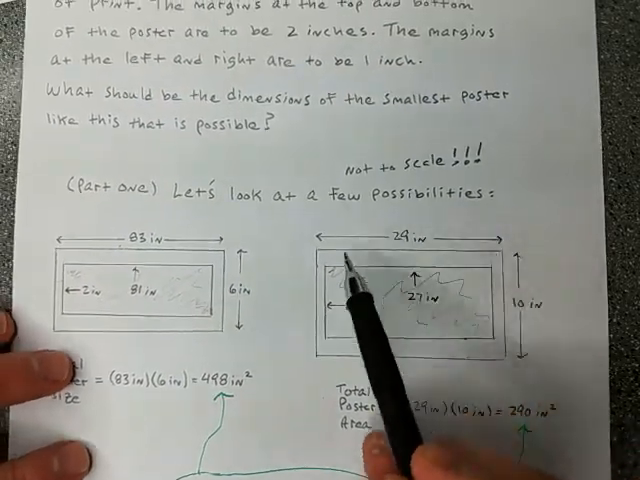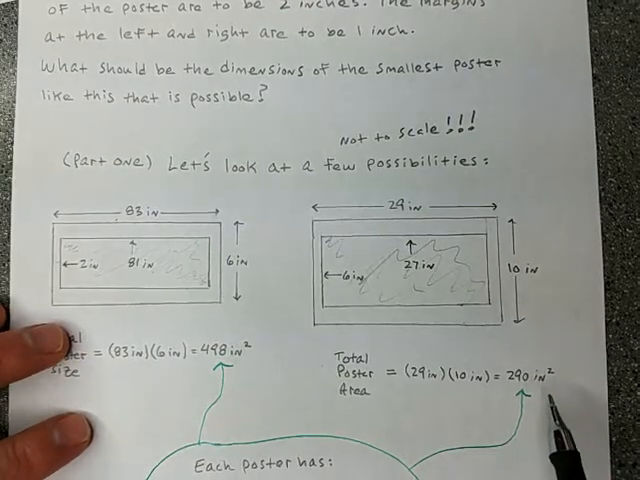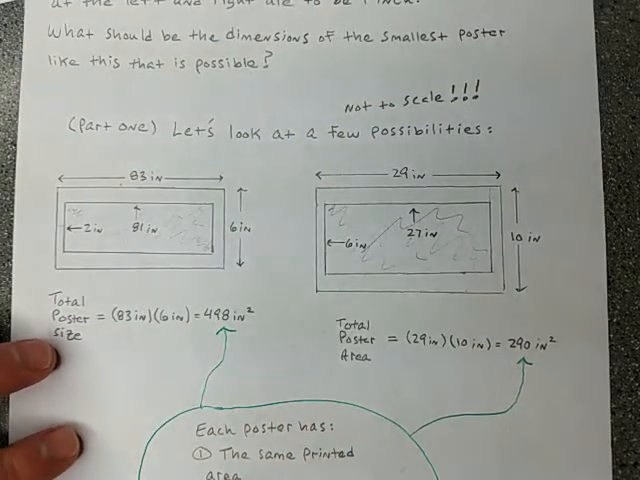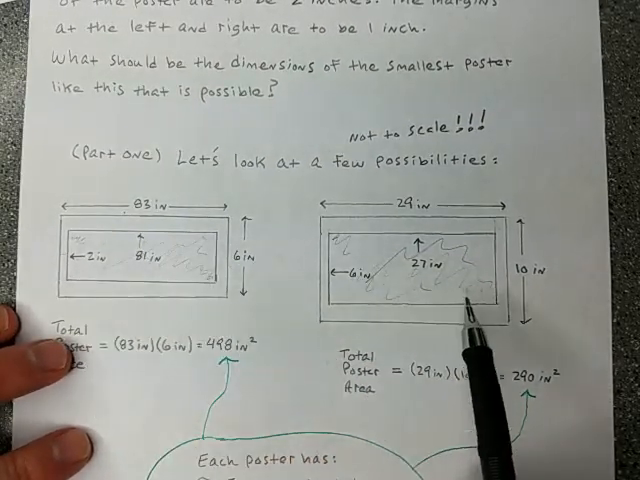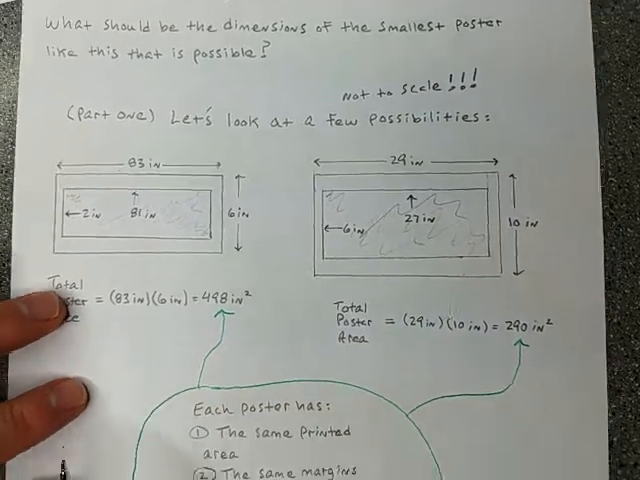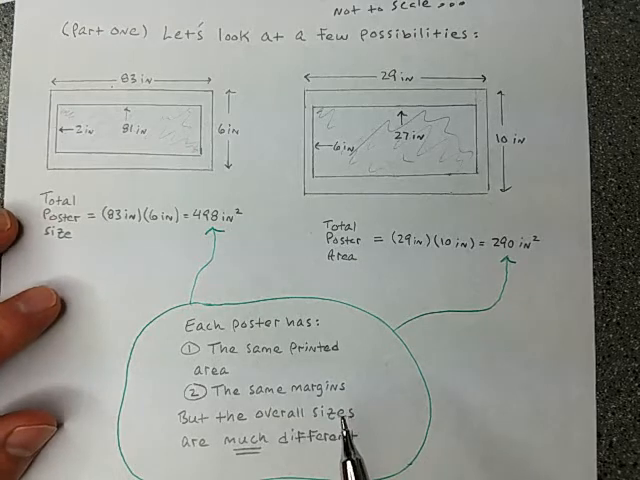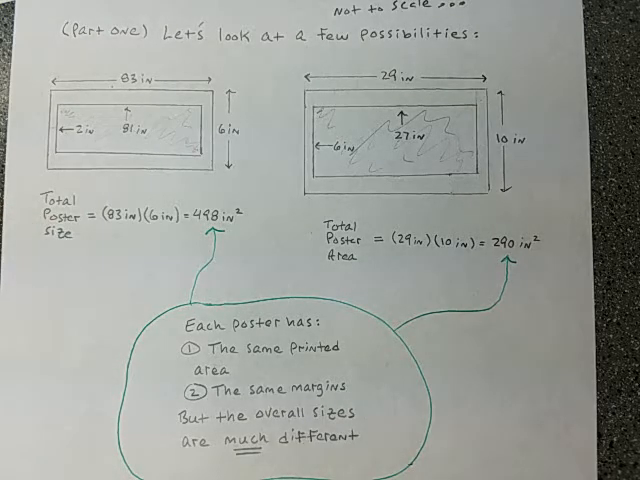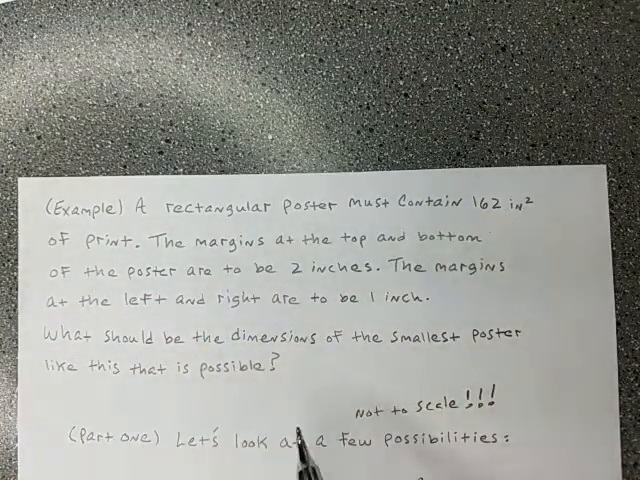So such a poster like this is 29 by 10, or 290 square inches. Now, look how vastly different the sizes of these posters are going to be. They both have the same amount of printed space on them. They both have the same margins, but this one is significantly bigger than that one. All right, so just let that sink in. That gives you, hopefully, a little bit of perspective on how to read the question.